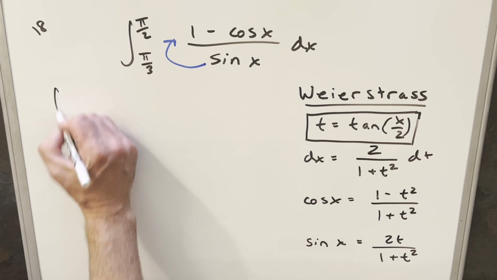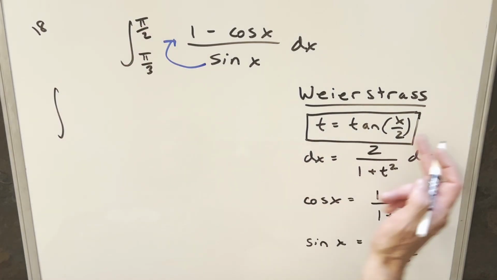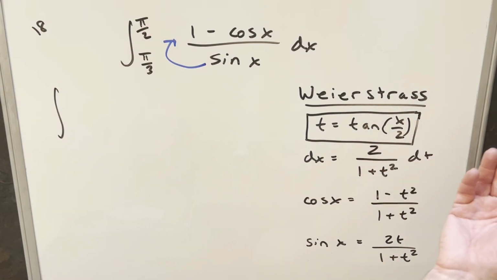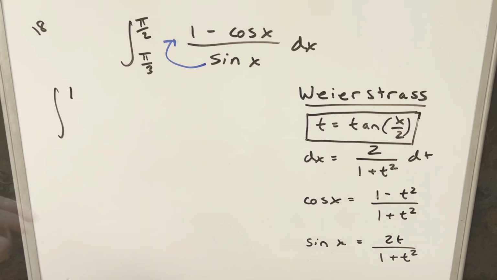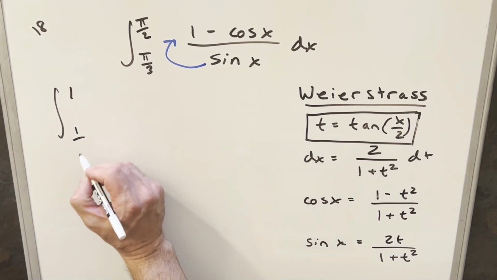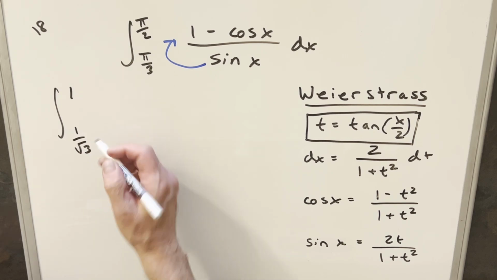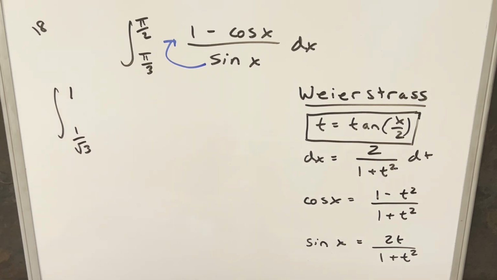Now to get started, first let's update our bounds. Plugging pi over 2 in here, we're going to have tan of pi over 4, that's just 1. Plugging in pi over 3, that's going to be tan of pi over 6, which is 1 over square root of 3. You can also write that as square root of 3 over 3.